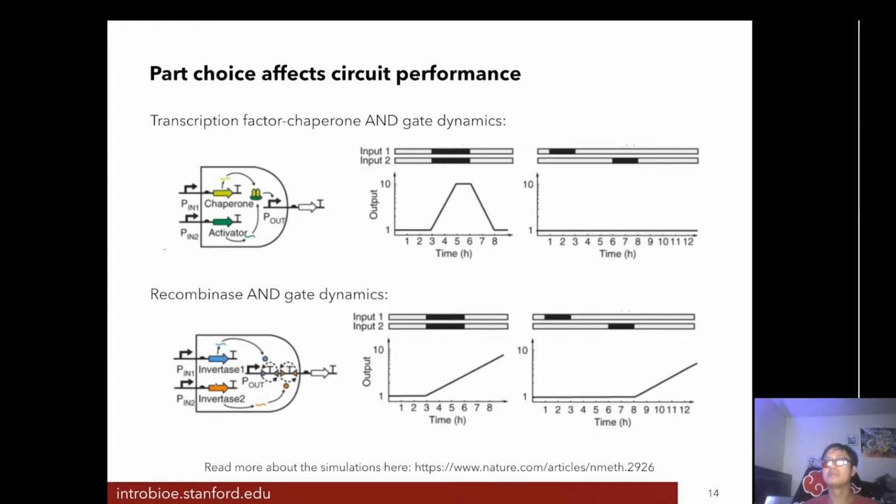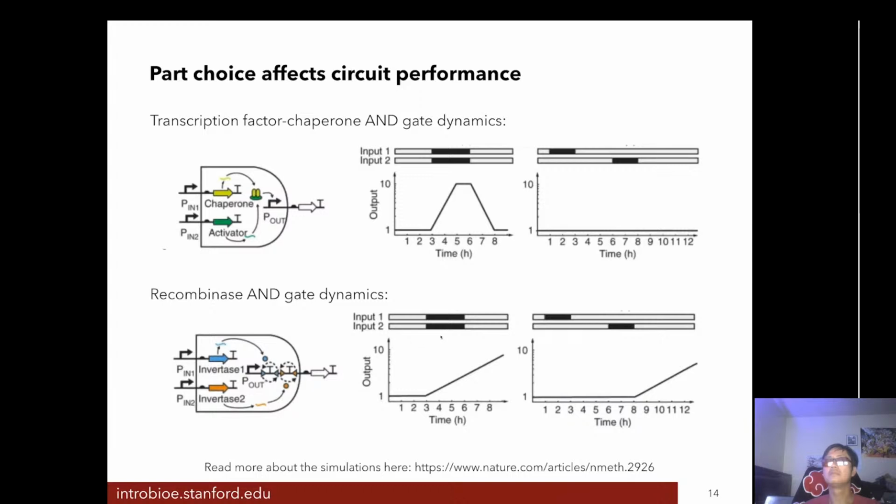But this recombinase-based AND gate does something different. It makes a permanent change in the DNA. Remember, one of the recombinases will invert a terminator, and the other invertase will invert the other terminator. But these inversions are permanent. So they are permanently changing the DNA.